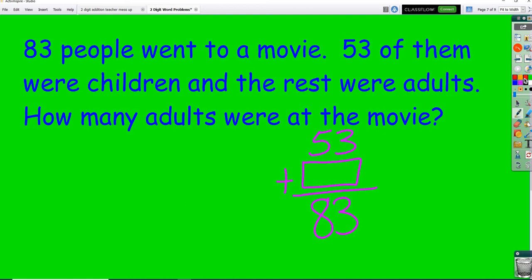So let's think. 3 plus something makes 3. Well, 3 plus what makes 3? Yeah, it's 0. 3 plus 0 is 3. And then we have 5 plus something that's going to make an 8. 5 plus what makes 8? 3. Yeah, 5, 6, 7, 8. So yeah, 5 plus 3 is 8. So our answer, there was 30 adults. There was 53 kids and 30 adults. Very good. That's our answer then.